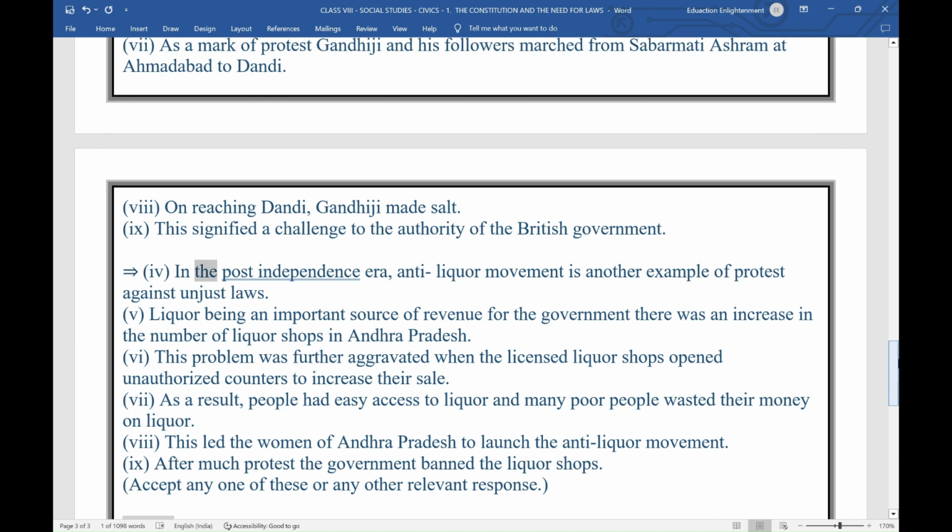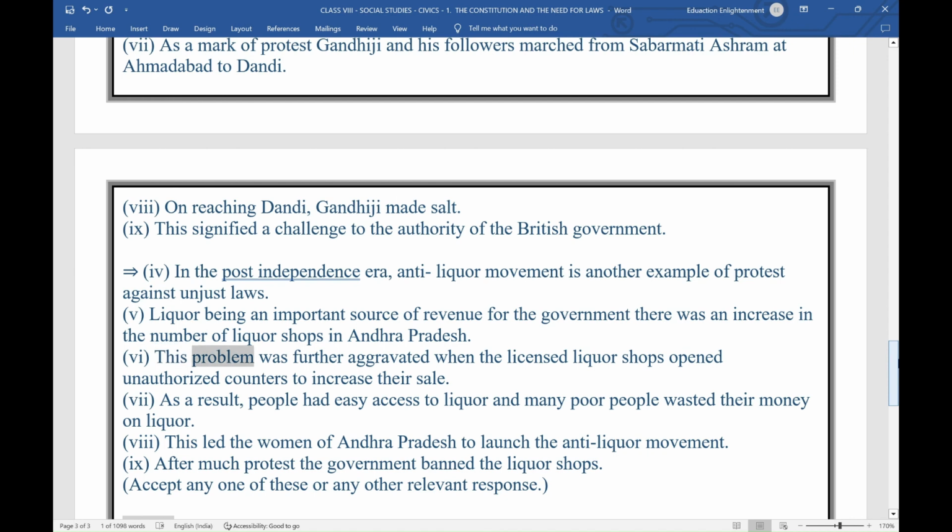4. In the post-independence era, anti-liquor movement is another example of protest against unjust laws. 5. Liquor being an important source of revenue for the government, there was an increase in the number of liquor shops in Andhra Pradesh.